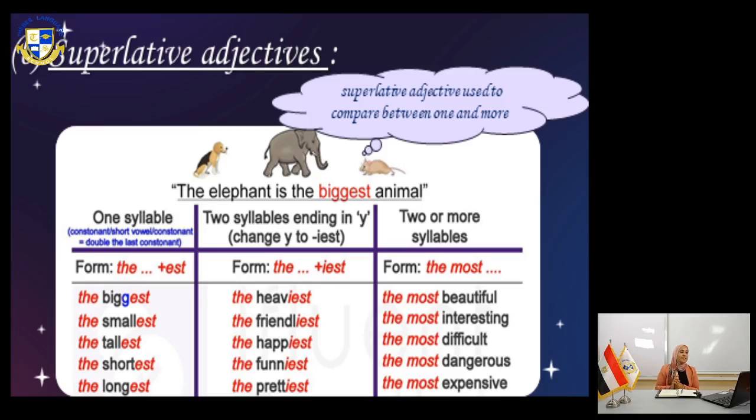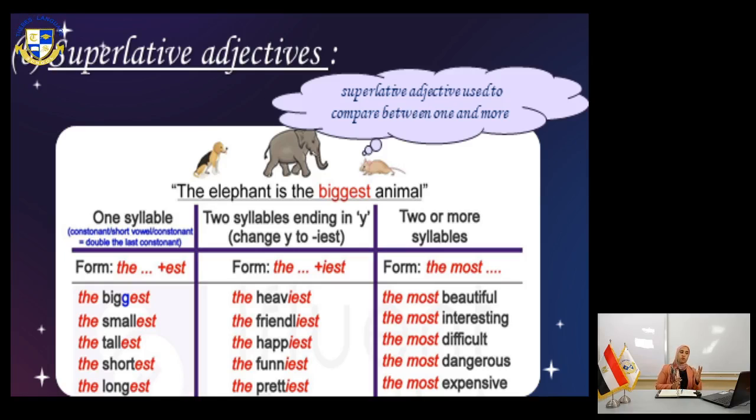Now, two syllables ending in Y. I have an adjective that consists of two syllables, and at the same time it's ending with Y. What am I going to do? I'm going to cancel the Y and change it to I, to be easier to pronounce and even to spell, writing est at the end after I. Heavy, two syllables, the heaviest. Friendly, the friendliest. Happy, the happiest. Funny, the funniest. Pretty, the prettiest.